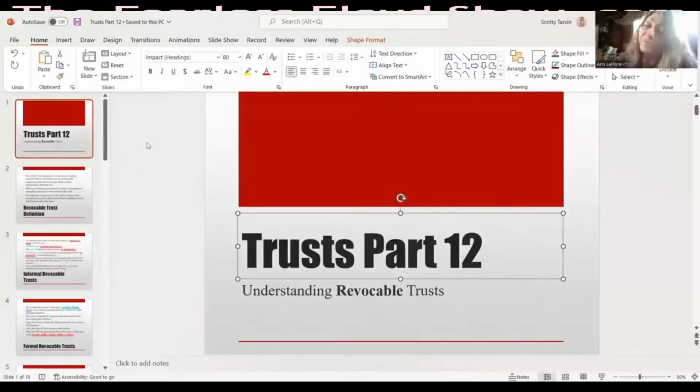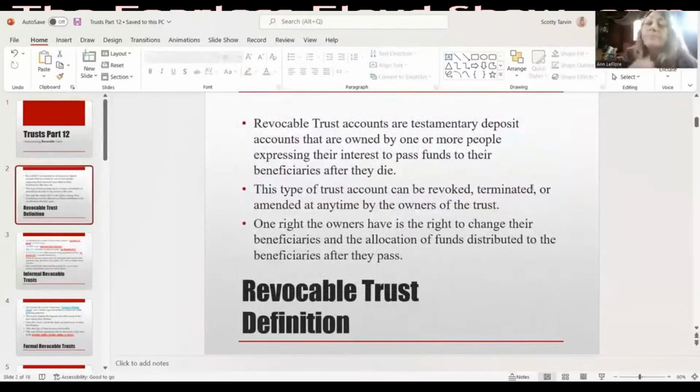All right, and here we go. Panel 2. Revocable trust definition. Revocable trust accounts are testamentary deposit accounts that are owned by one or more people expressing their interest to pass funds to their beneficiaries after they die. This type of trust account can be revoked, terminated, or amended at any time by the owners of the trust. One right the owners have is the right to change their beneficiaries and the allocation of funds distributed to the beneficiaries after they pass. Okay, so what I was saying, this is a pass-through trust.